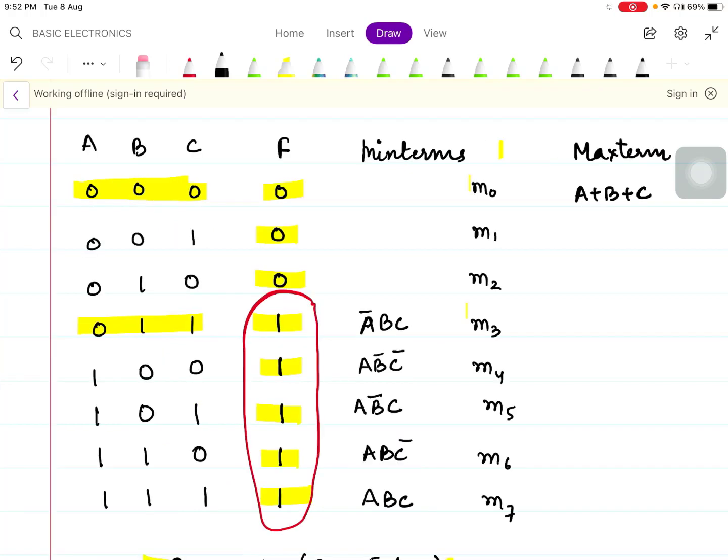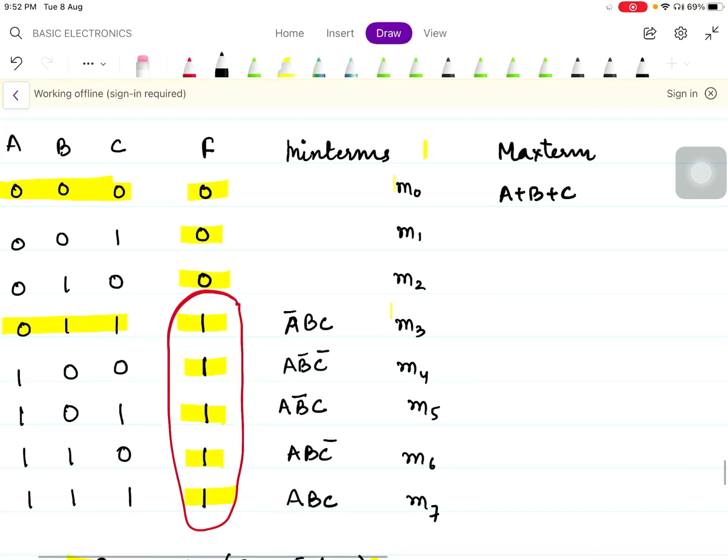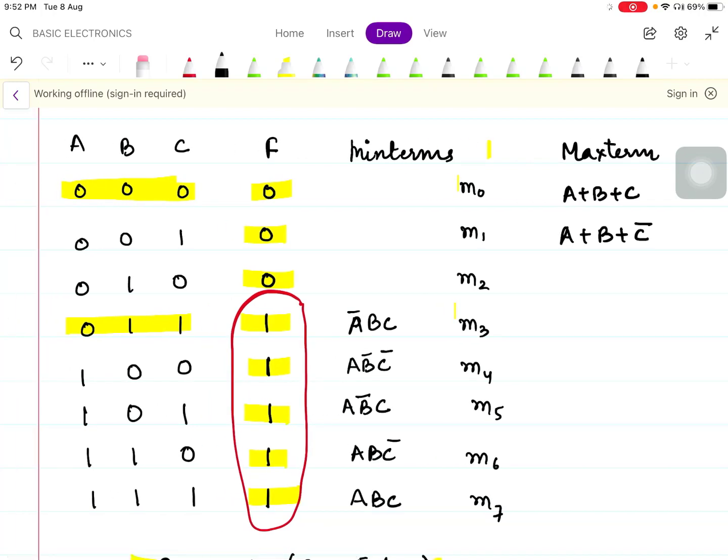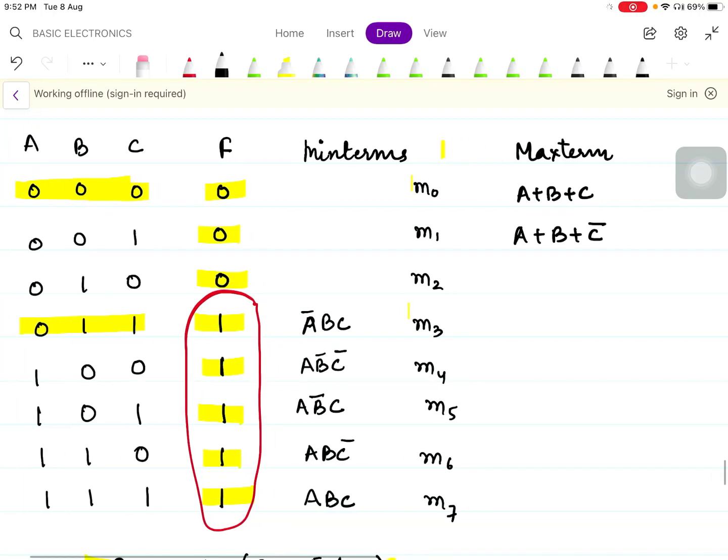Similarly, for the next 0 output, we have 0, 0, 1. That means A plus B plus C bar, as we discussed earlier. And for the third output where it is 0, the combination is 0, 1, 0. So it will be A plus B bar plus C. So these are the three max terms for the above expression.